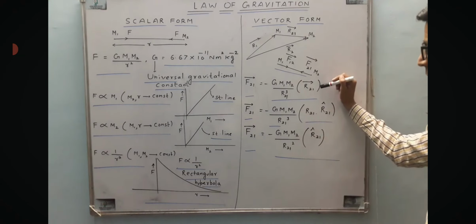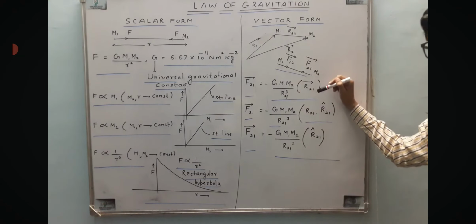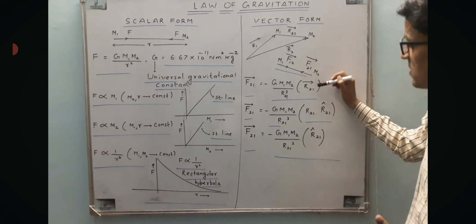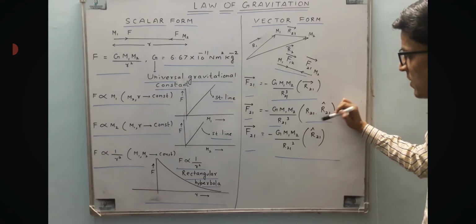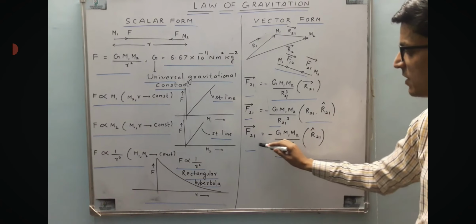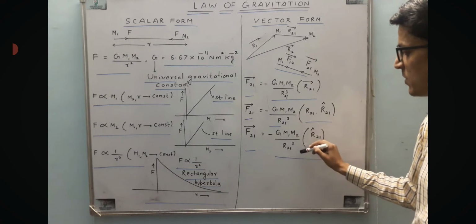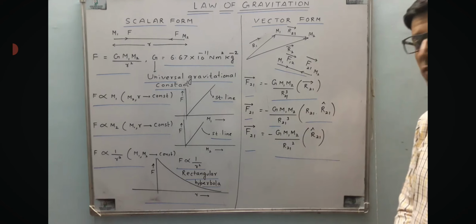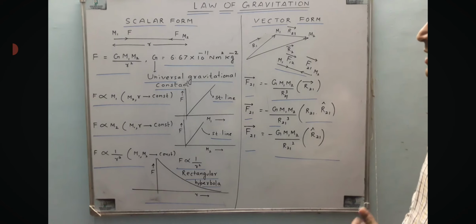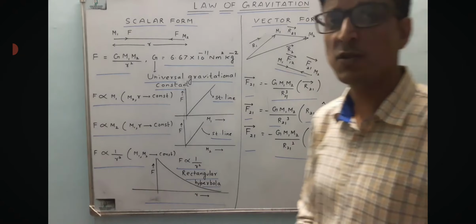into vector r21. So if we replace vector r21 by a unit vector, we can see that vector r21 will be the magnitude of r21 into the unit vector. So we have vector F21 is minus G m1 m2 by r21 square into the unit vector r21. In this way, there are two popular forms and you can use them.